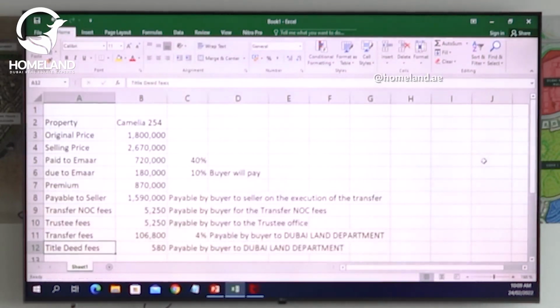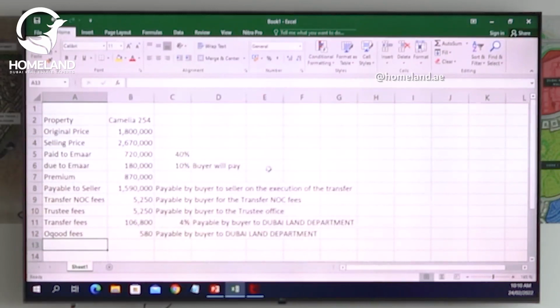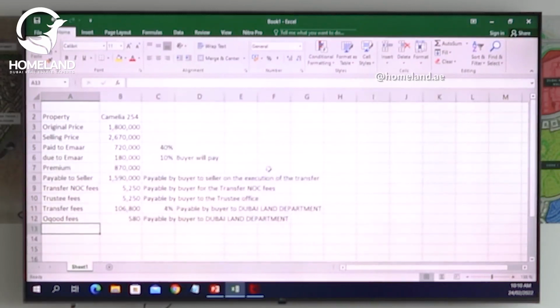This one is off plan, so it cannot be titled. Very good. That's the point. Now it's time for commission. This is the best part. Commission.